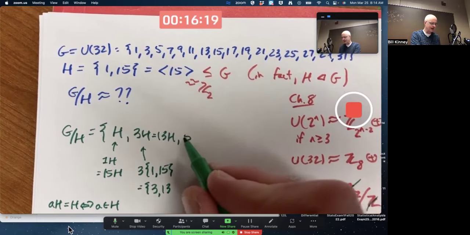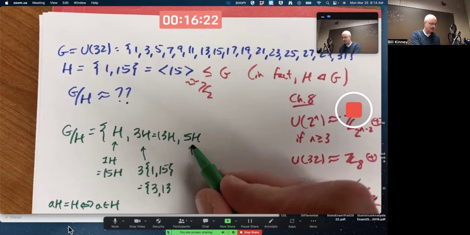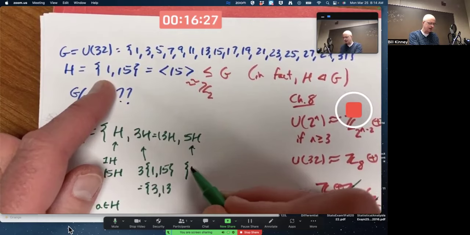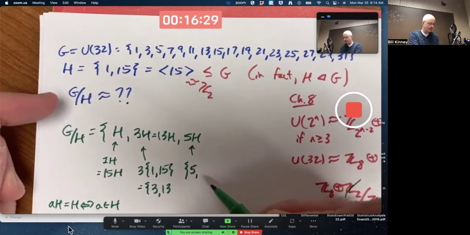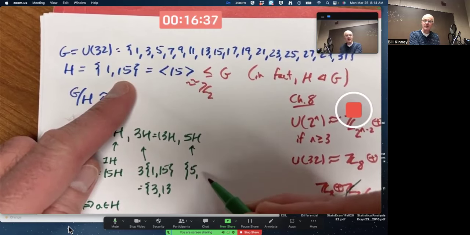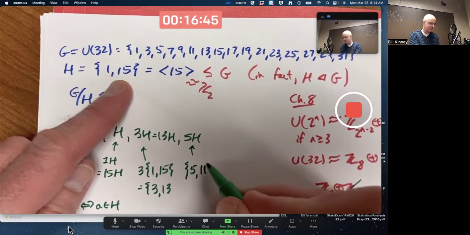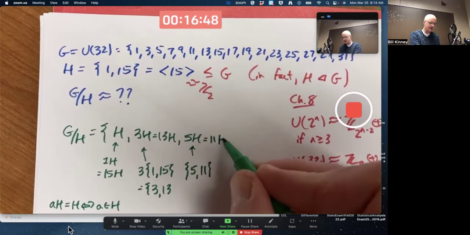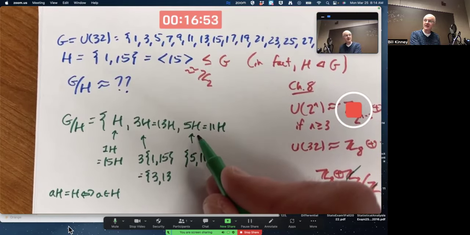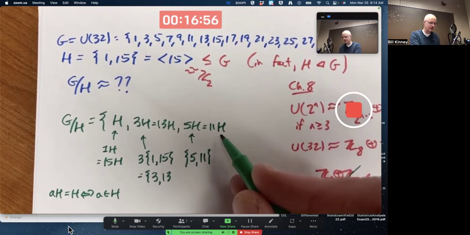Go on to 5, 5H. What is that as a set? It's 5 times 1. That's one element in it. And 5 times 15, 75. Mod 32 is 11. All right, 32 goes into 64. Yeah, I got a remainder of 11. So that also equals 11H. The left coset of H in G containing 5 is the same as the left coset of H in G containing 11.